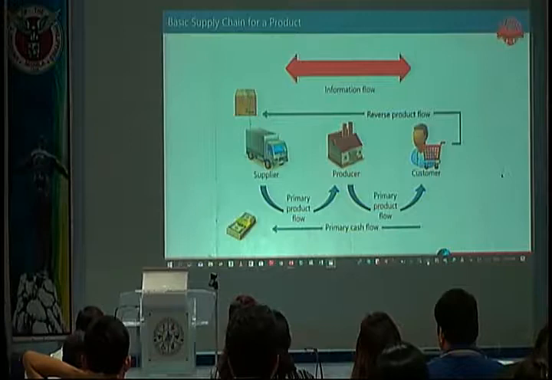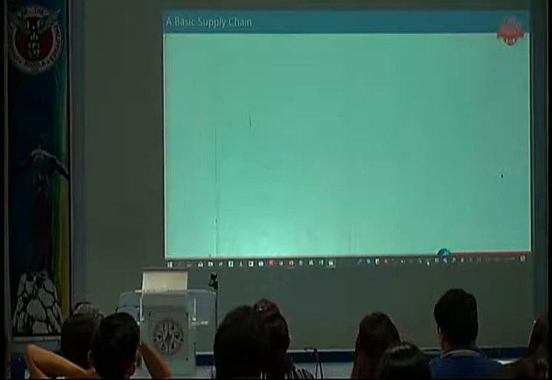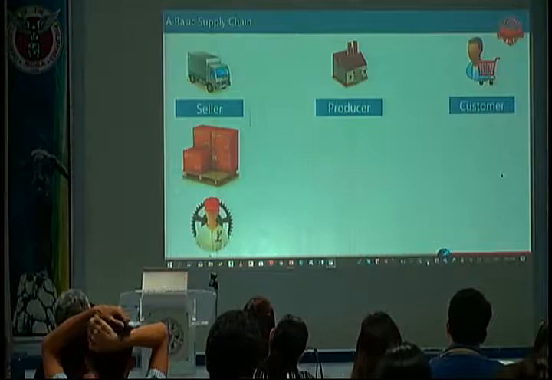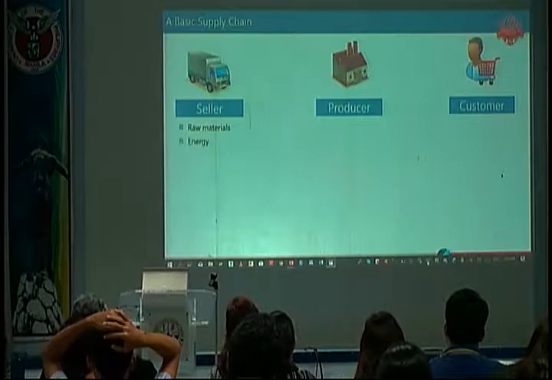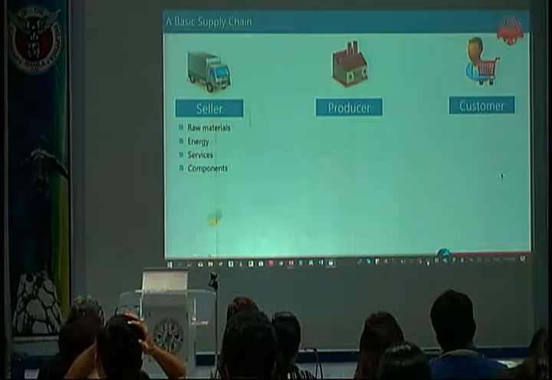The basic supply chain in this figure is made up of these entities. Seller is a supplier who provides goods and services, or a person or organization with whom the buyer does business. Their generic term in the marketplace is seller. Supplier provides materials, energy, services, or components for a product or service, such as plastic, fabric, electric wiring, or aircraft.